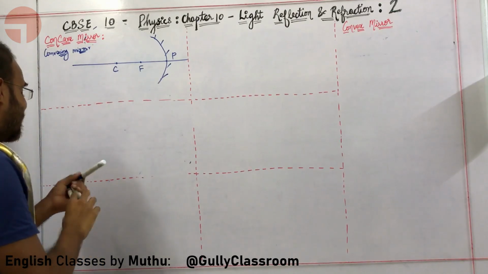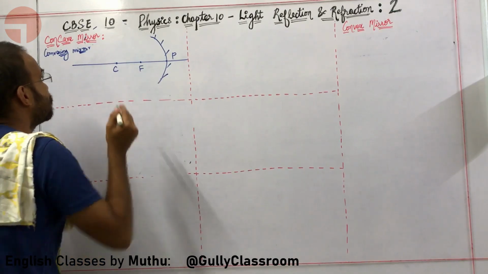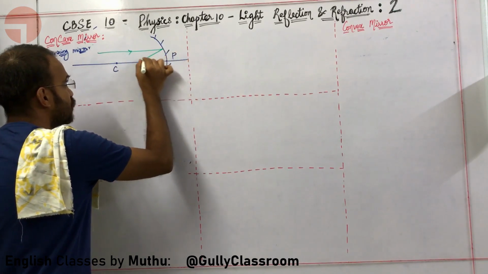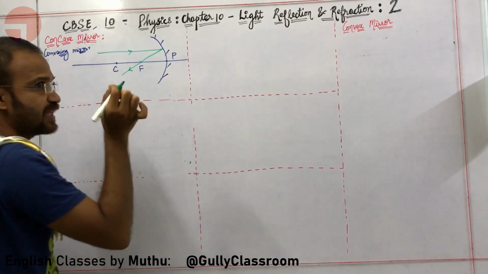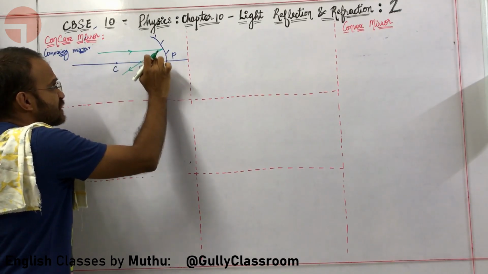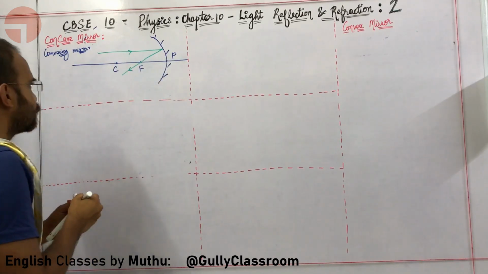Now, each and every light ray that is coming parallel to the principal axis will be sent through the focus. This is the first idea.